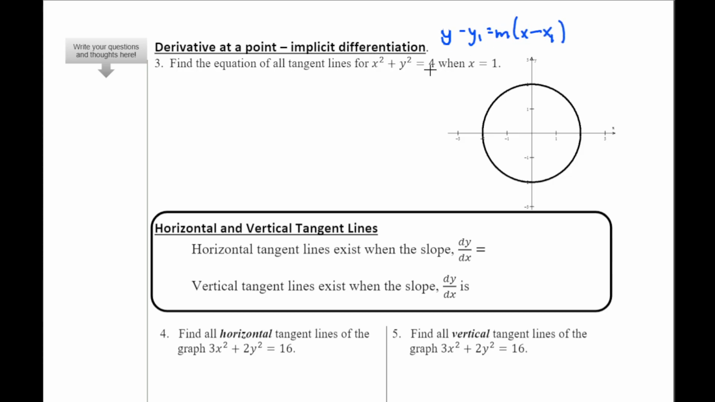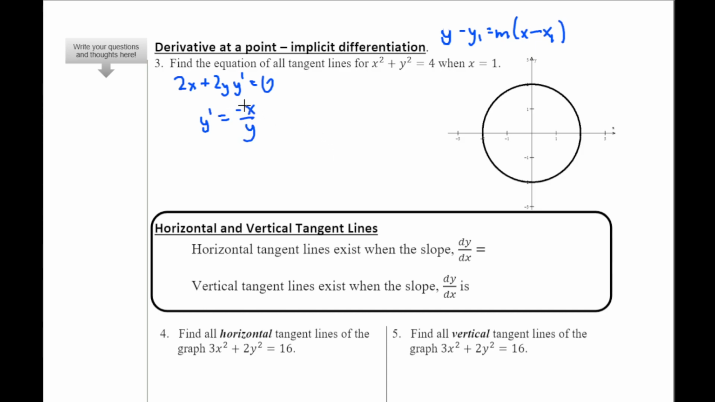If you want to find the equation of a tangent line here, m is just going to be your dy/dx or your y prime. So what we can do is implicitly differentiate this. 2x plus 2y times y prime equals 0. So then y prime, you subtract the 2x over and then divide by 2y. You end up getting negative x over y.